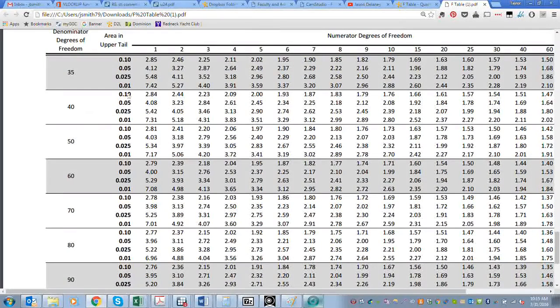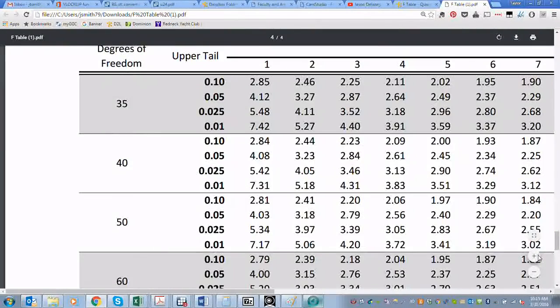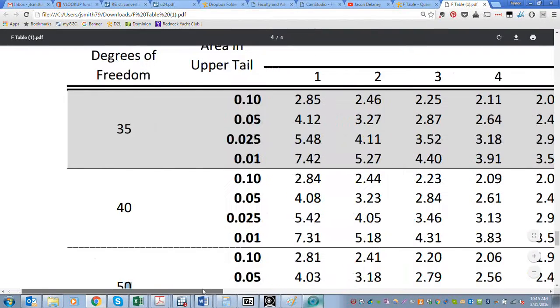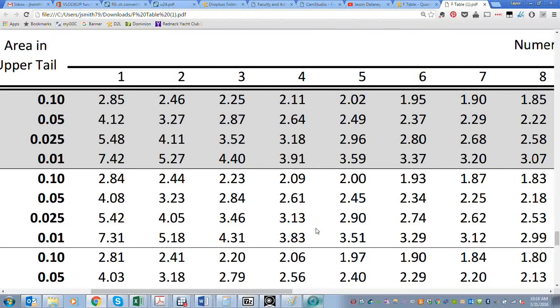And so we go to our fourth column here. We're really looking at these 4 numbers. Let me zoom in a little bit so you can see it a little better. We're looking at these 4 numbers in column 4, so the 2.09 down to the 3.83. After that we can ignore every other column and every other number pretty much in the F table because we're just looking at those 4 numbers: the 2.09, 2.61, 3.13, and 3.83.